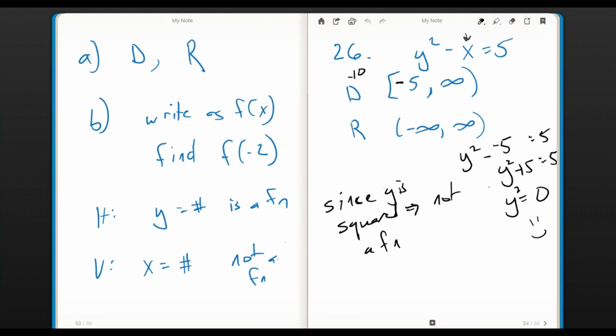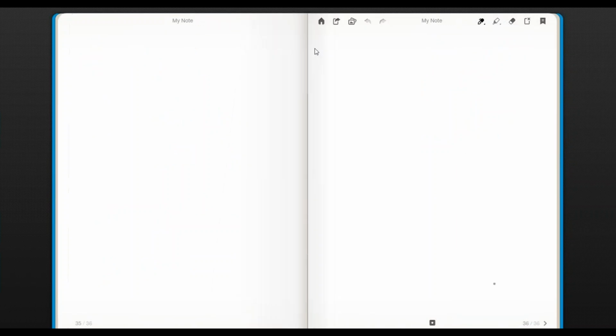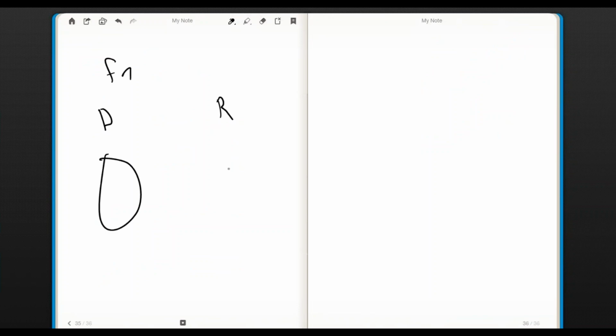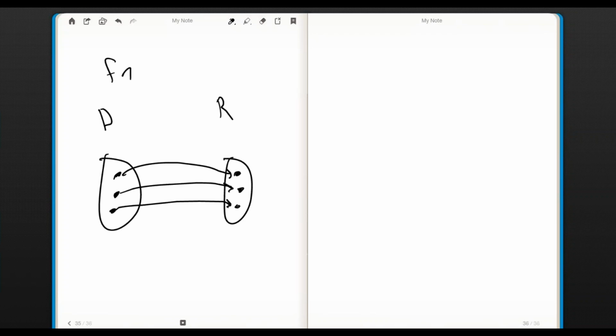All right, let's talk about how we know that. Here's another great definition for a function. When you have a function, every number in your domain goes to exactly one number in your range. We always draw a picture that looks kind of like this. Every number in your domain goes to exactly one number in your range.